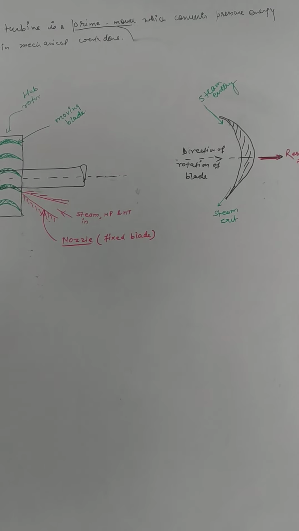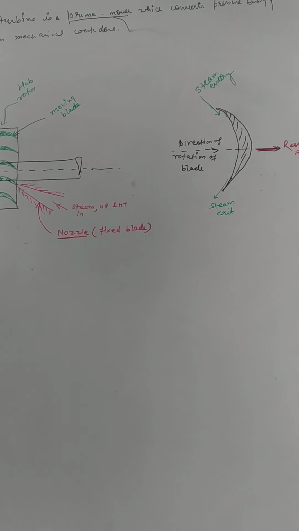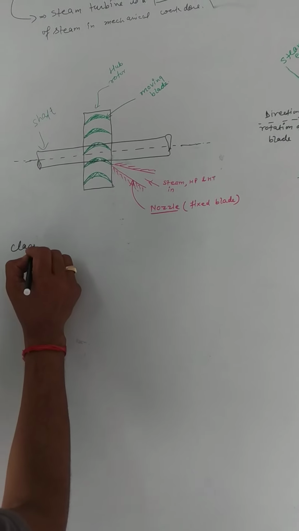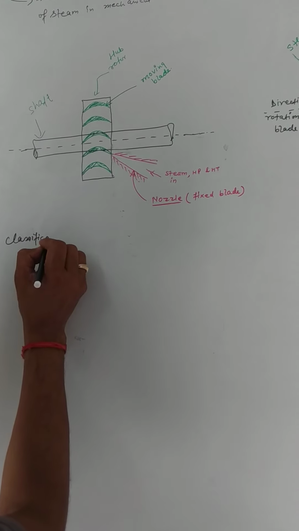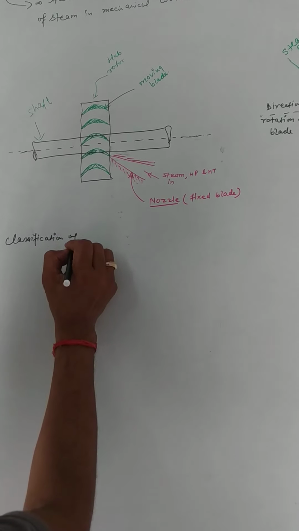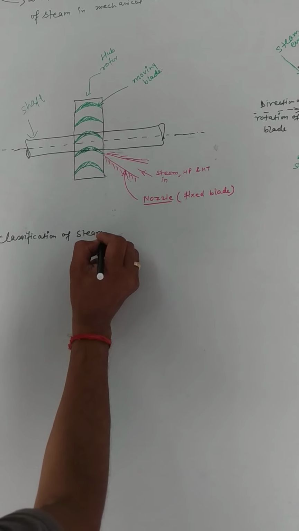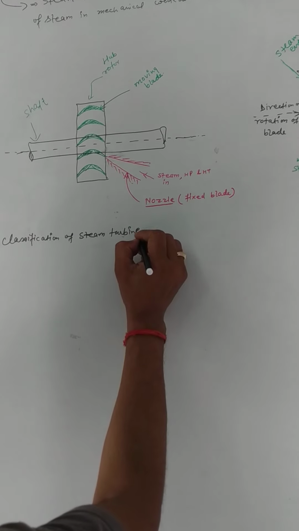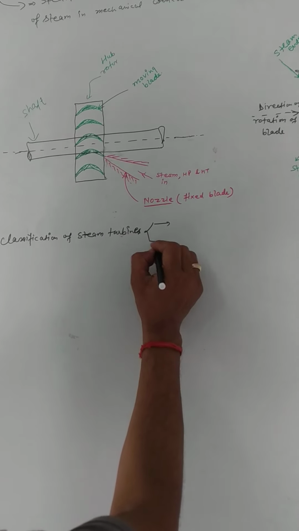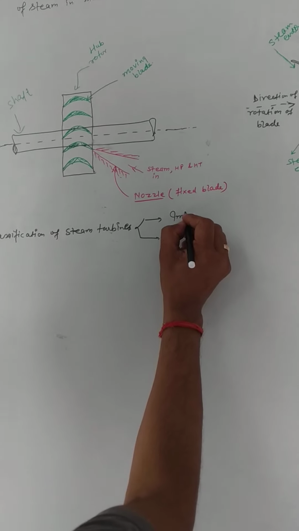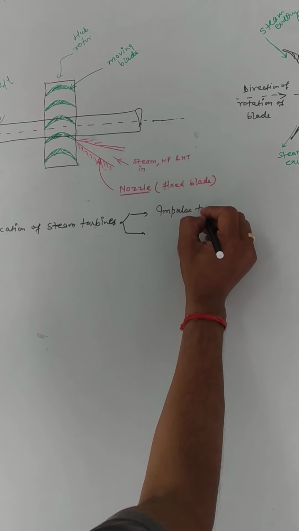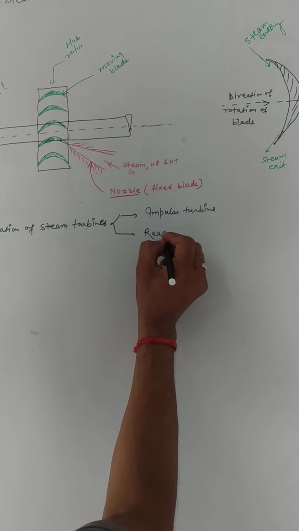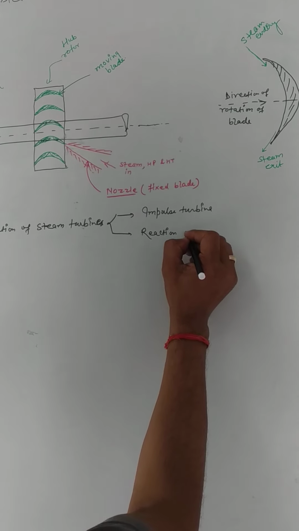Now, the classification of steam turbines. Basically, steam turbines are of two types. The first one is the impulse turbine, and the other one is the reaction steam turbine.